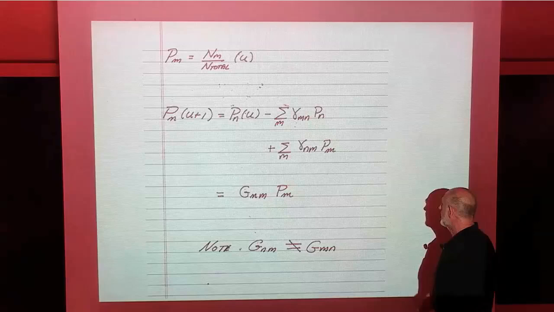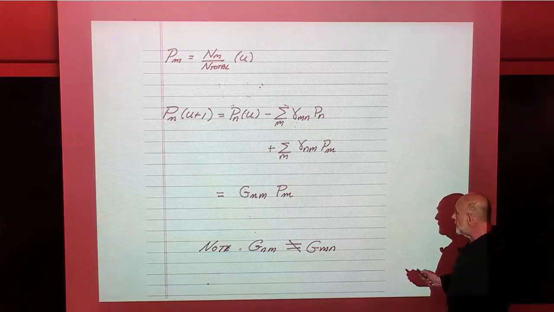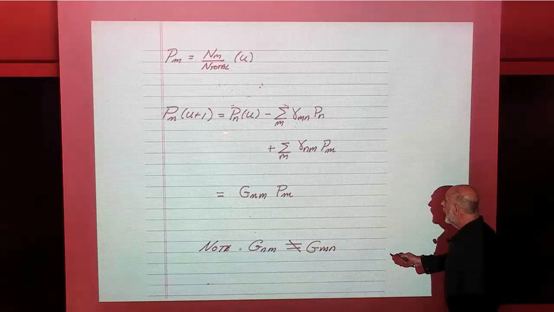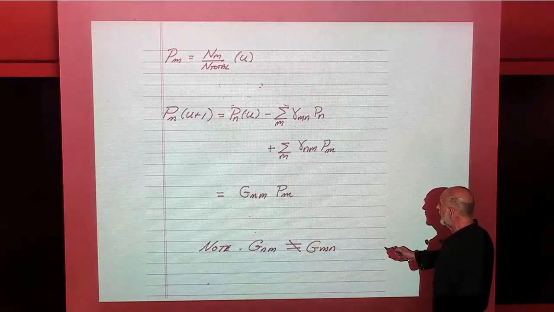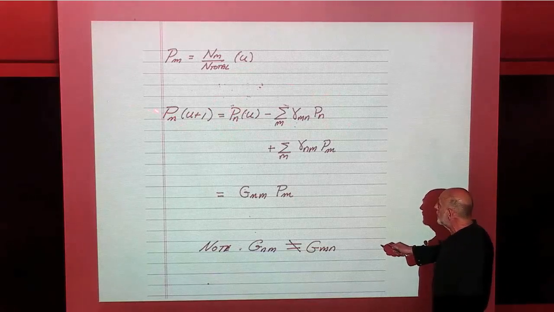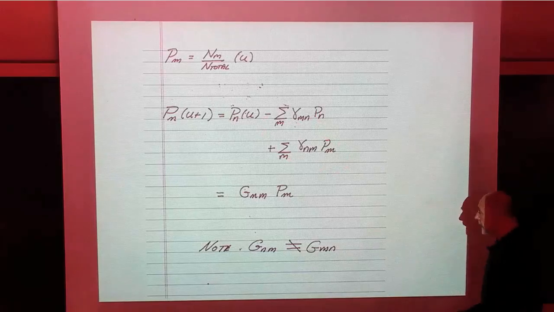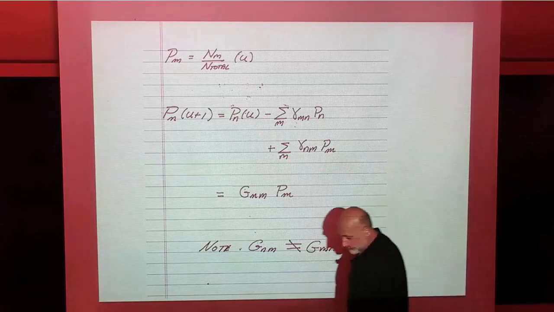This matrix is not symmetric. It is not symmetric because the gammas are not symmetric. However, this piece of it is symmetric, and it's not only symmetric, it's diagonal. This piece is off diagonal and not symmetric. All right, so that's a good thing to keep in mind.